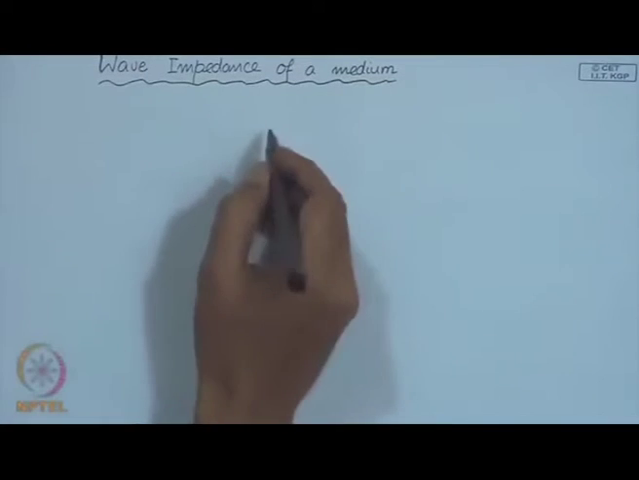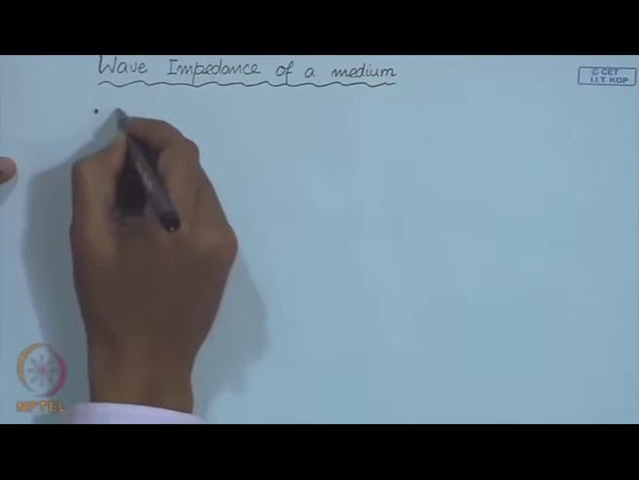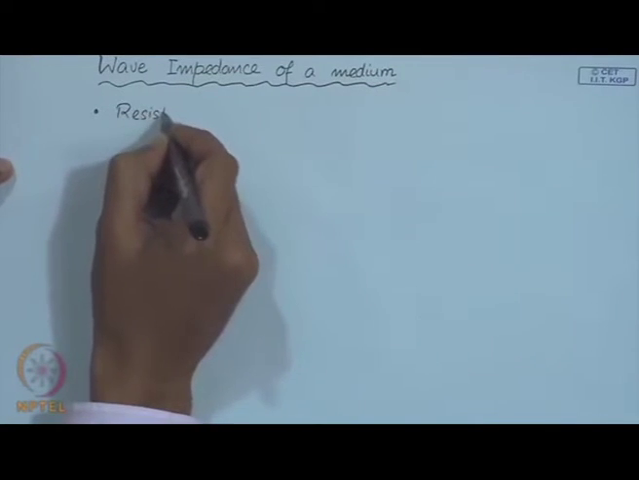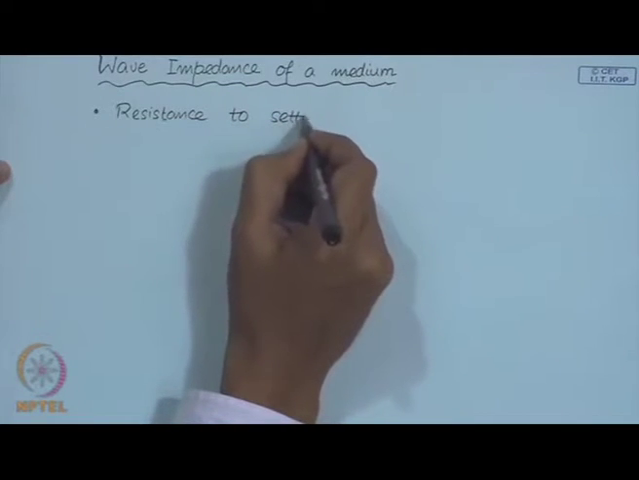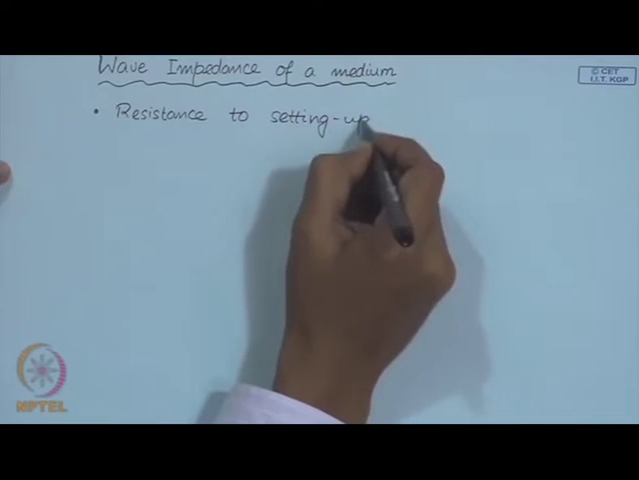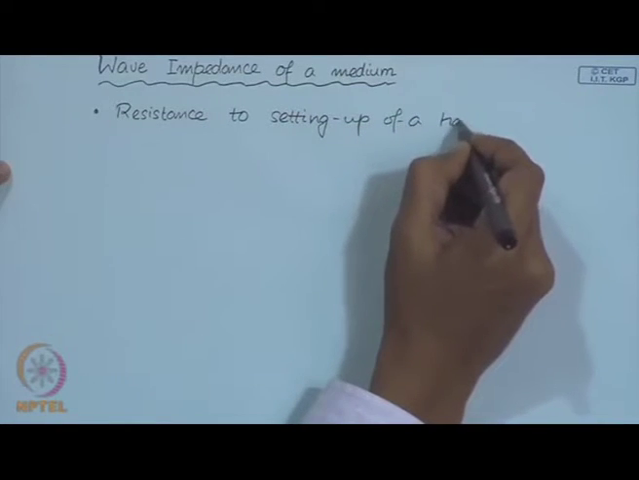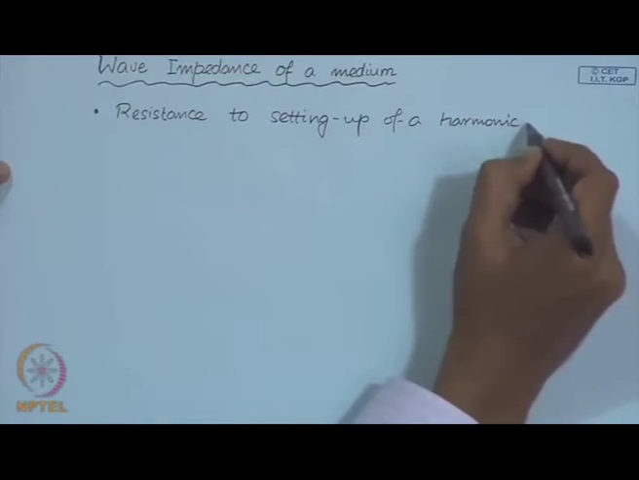This we roughly term as impedance. We will make the exact definition as we proceed. So, impedance is the resistance offered by a medium to setting up of harmonic waves in a medium. So, that we will call the wave impedance of a medium. So, this is the resistance to setting up of a harmonic wave.